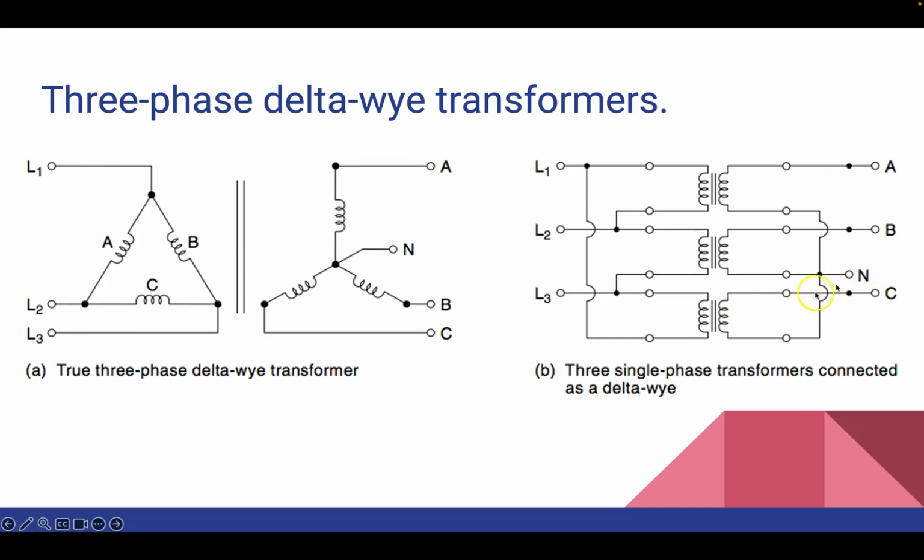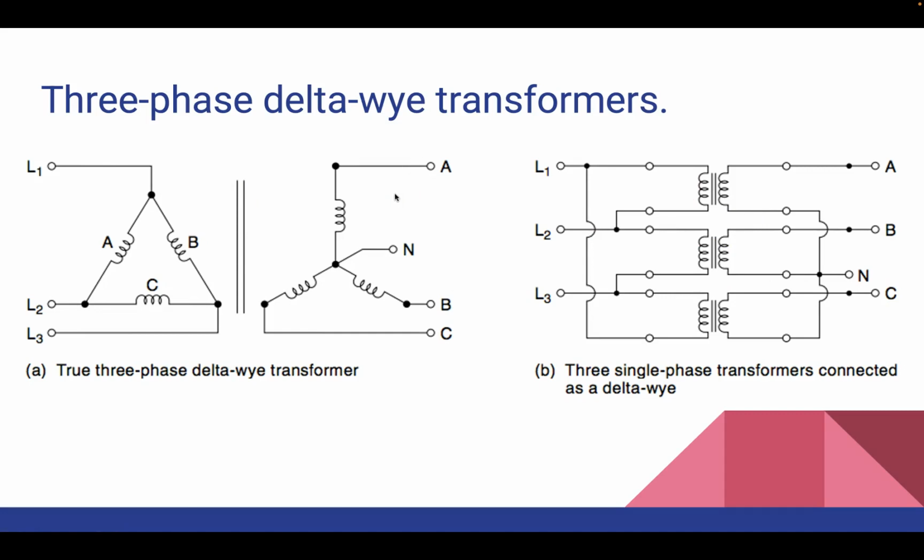One common application of the delta-Y transformer is in the power distribution network, where they facilitate the conversion of high voltage three-phase power transmitted over a long distance into a lower voltage Y-connected power, which is suitable for distribution within the facilities. And this we also discussed in the previous slide.